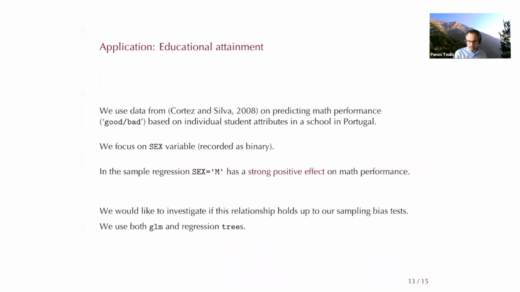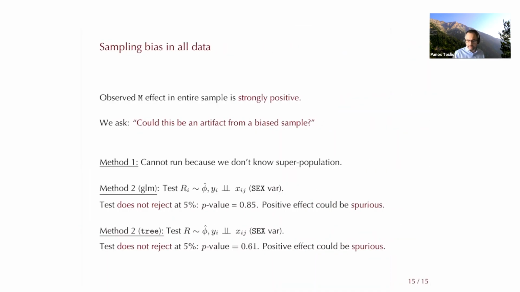Okay, my time is up. I will just say that there is an application where I looked into math performance, and there's a sex variable there that's recorded as binary. I ran this test, and even though in the sample you see a very strong effect from being male that increases math performance, the test finds that this positive effect could be spurious. It cannot reject the hypothesis that this effect comes completely from the sample bias. That's reasonable here because the data come from only one school in Portugal, so you may have issues of sample bias.